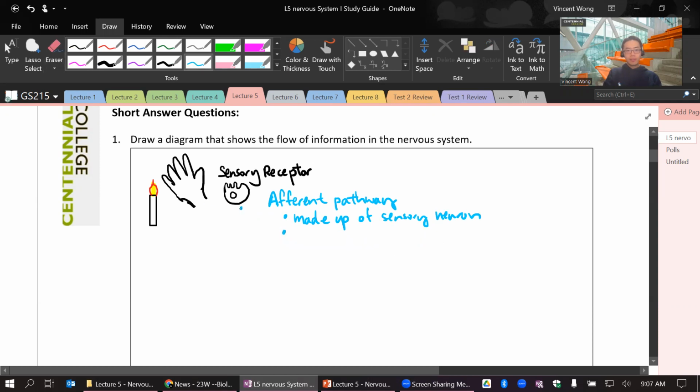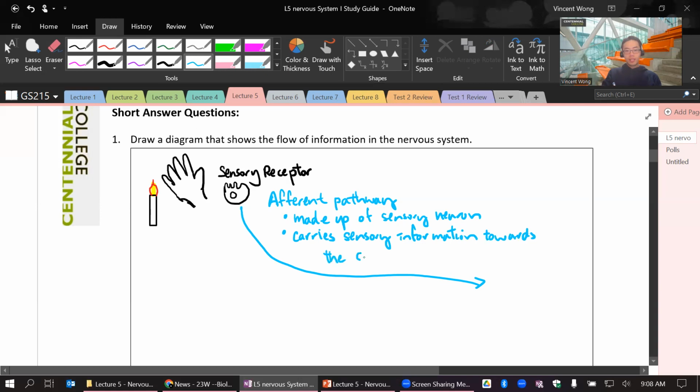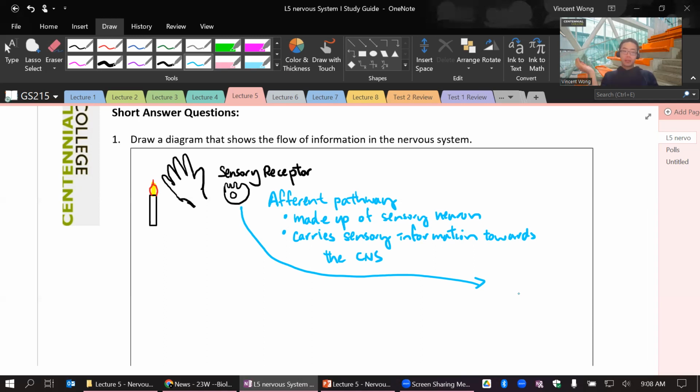Sorry, give me more space. And it carries sensory information towards the CNS, central nervous system. In this particular example, the sensory information that is being carried is related to temperature. But it's the same thing for all other sensory structures, right?